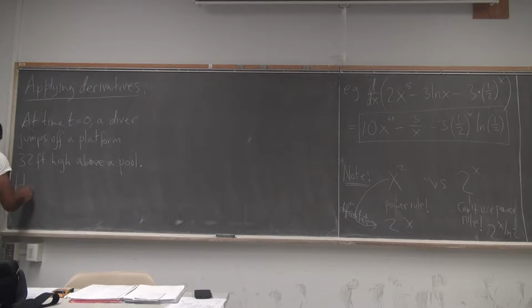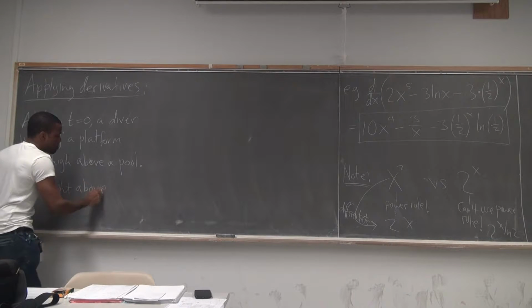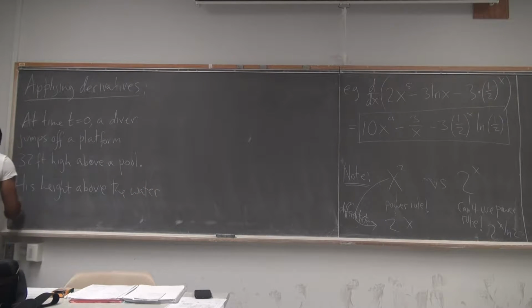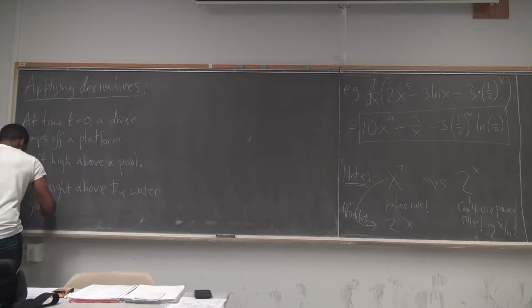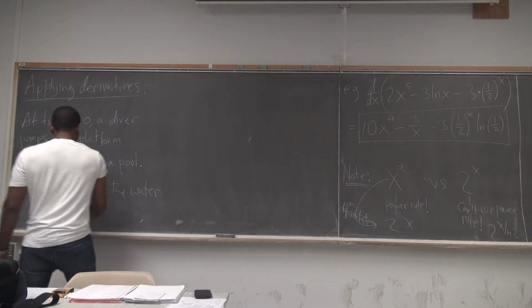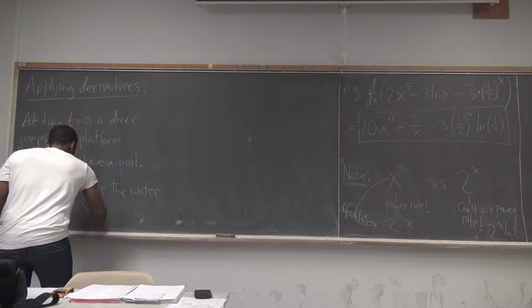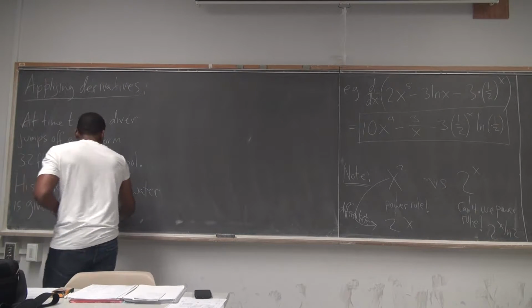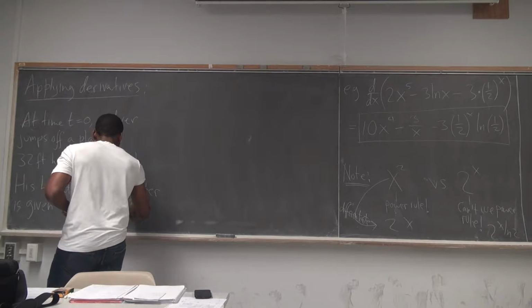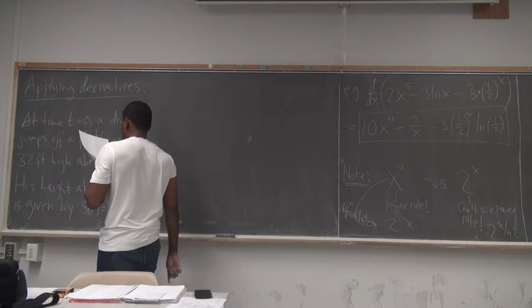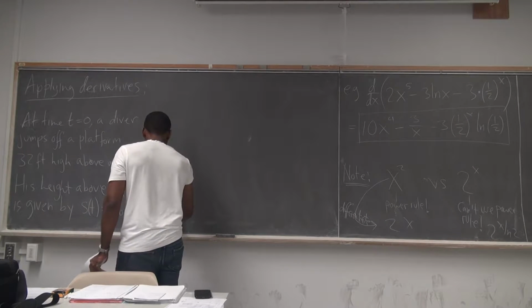His height above the water is given by this function. S of t is equal to minus 16t squared plus 16t plus 32.